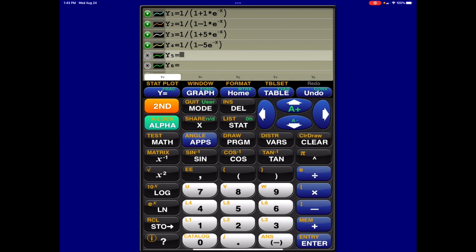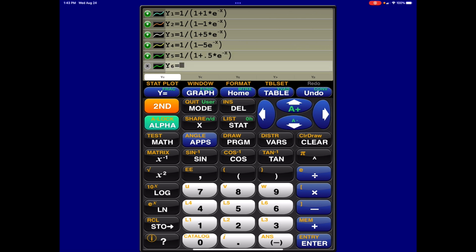So I went ahead and took the liberty of putting in different constants for c1. I haven't really done a fraction yet, so let's do a fraction as well. y equals 1 divided by quantity 1 plus 0.5 times e to the negative x. And then I'll also go and do the negative.